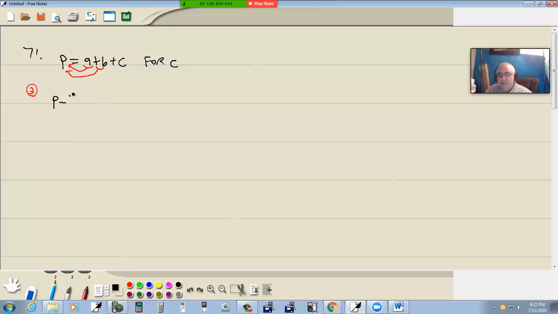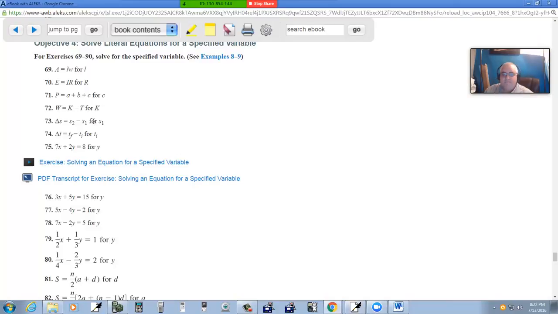So when you take anything across your equals, your sign changes, so the positive A becomes a negative A, the positive B becomes a negative B. And at that point, our C is by itself, which is what our goal was.